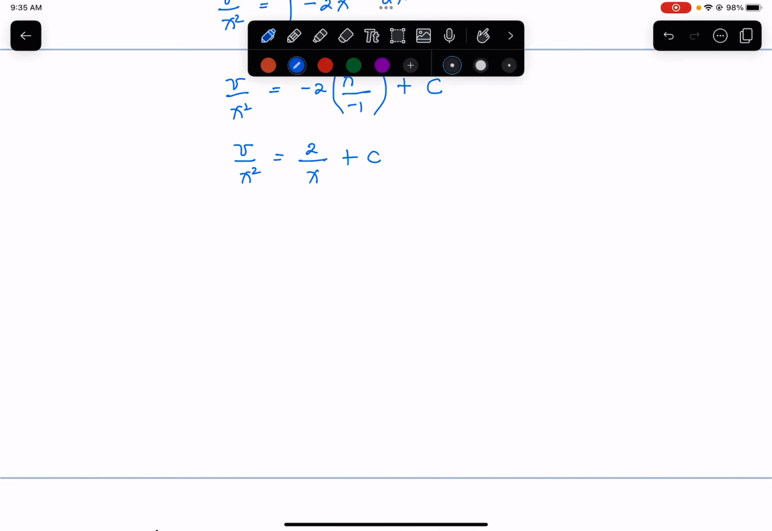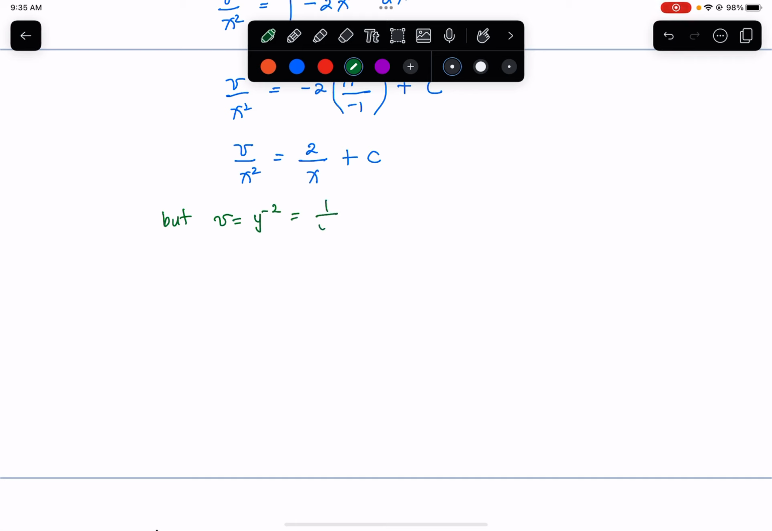you have to take note of that, but v is y raised to negative 2 or 1 over y squared. So therefore, v is 1 over y squared divided with x squared. That is the same as 1 over x squared y squared. And it's equal to 2 all over x plus c.